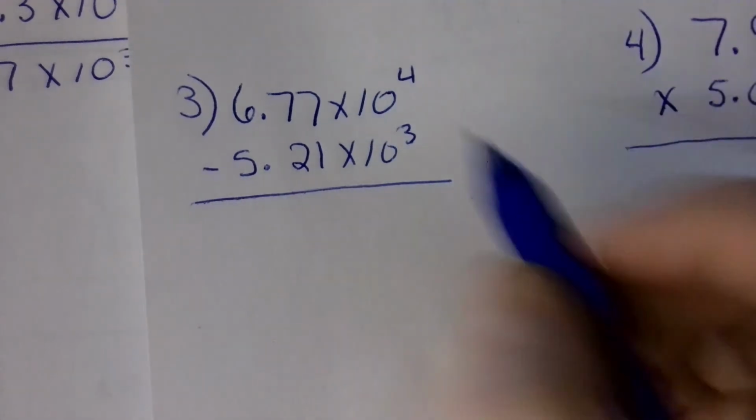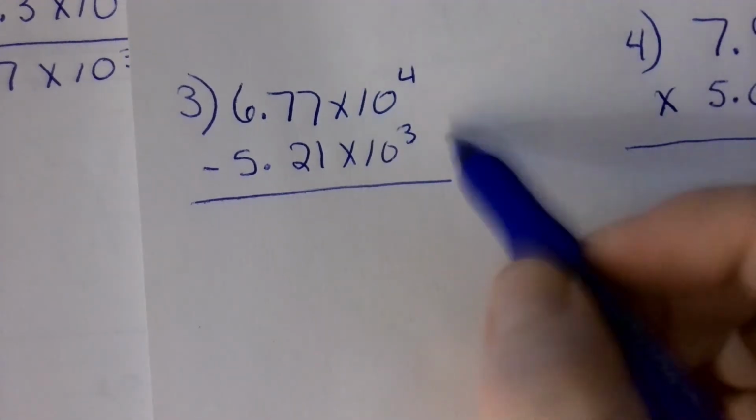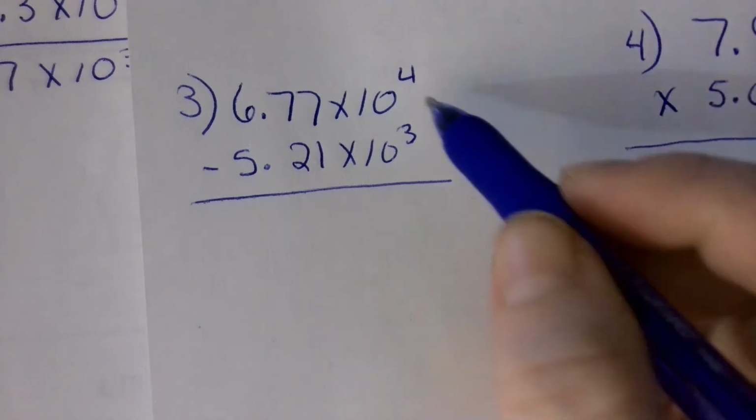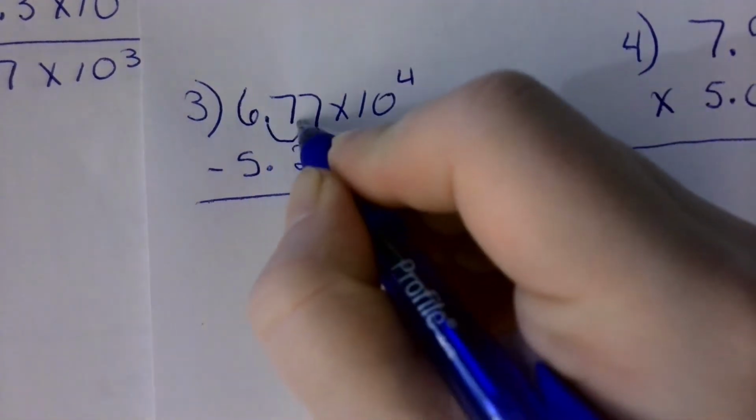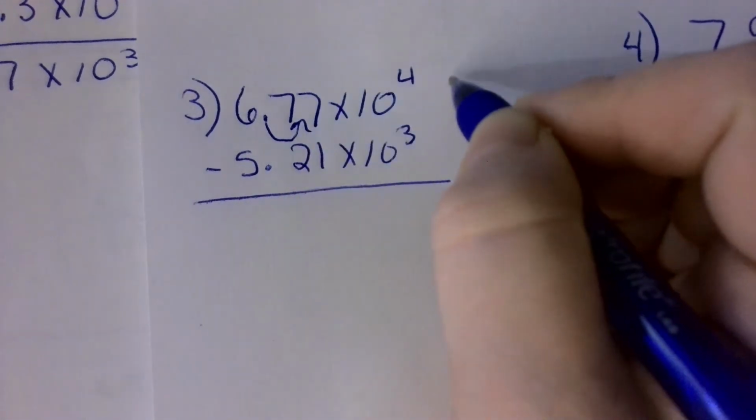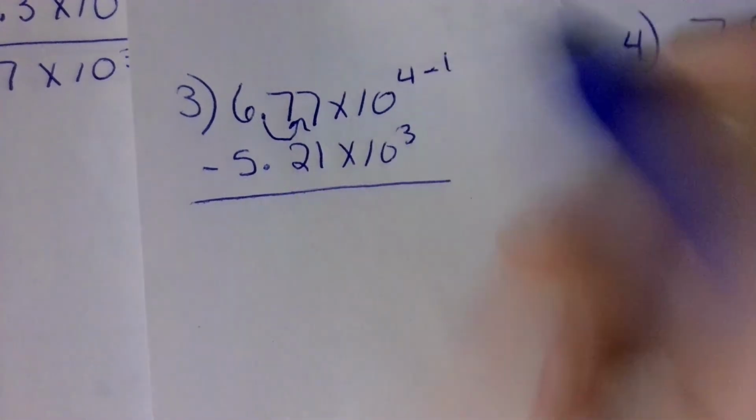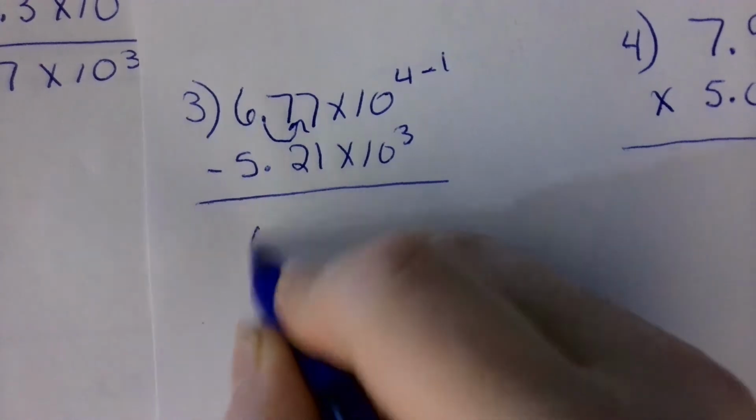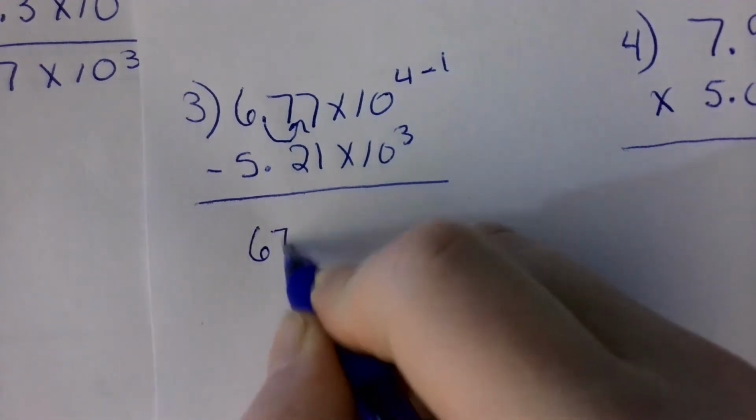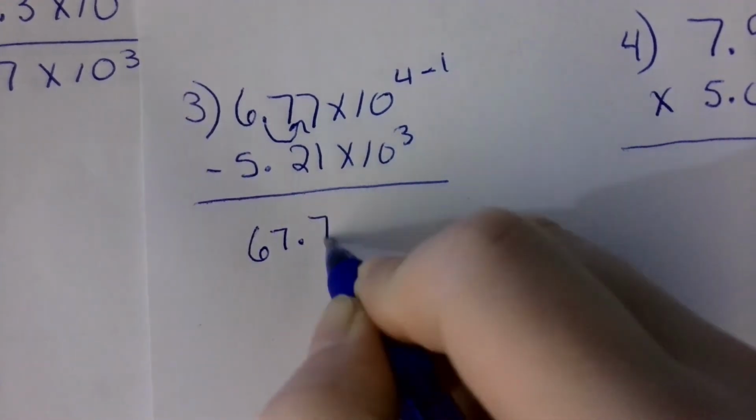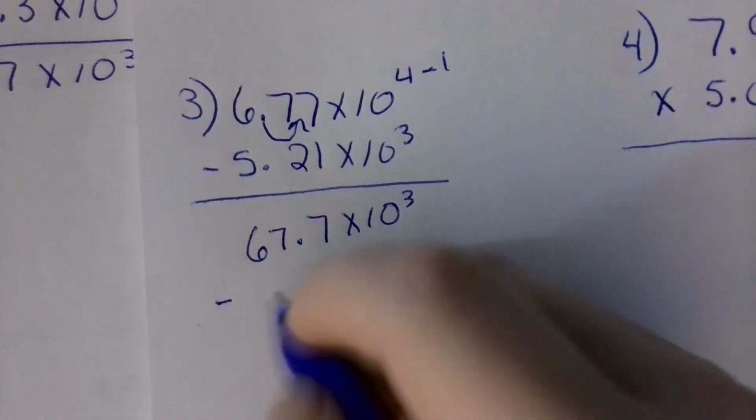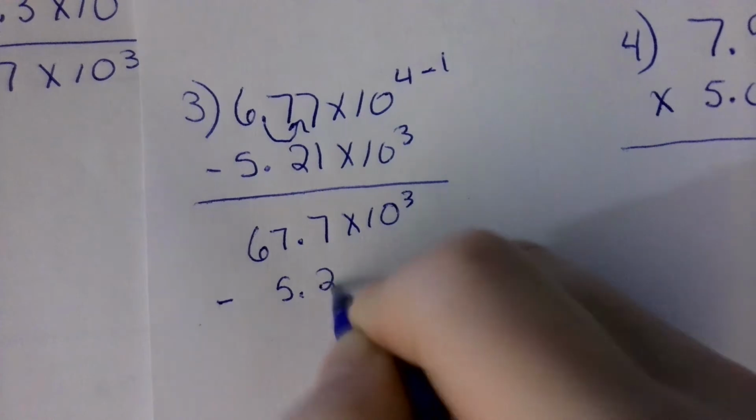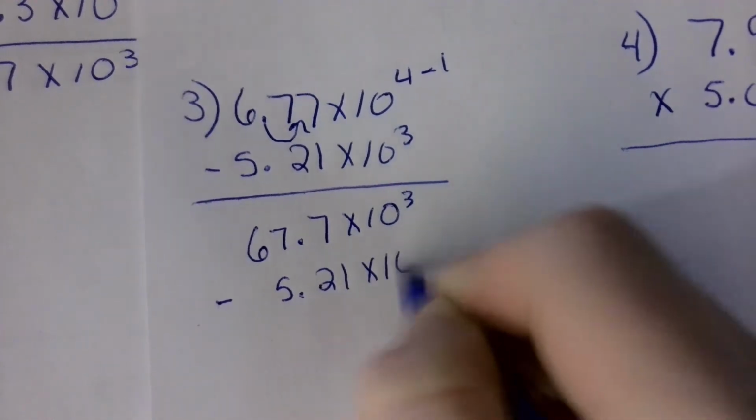Okay, this one is the same story. These are not the same. So I'm going to have to make them the same. The easiest way to do that is to move this decimal. If I move it 1 spot that way, I can subtract 1. That gives me 7.7 times 10 to the 3rd minus 5.21 times 10 to the 3rd.